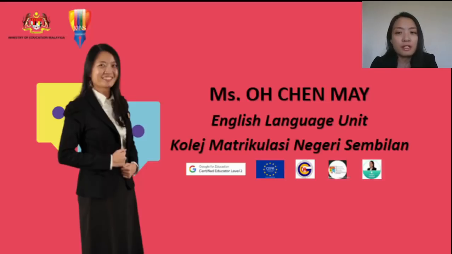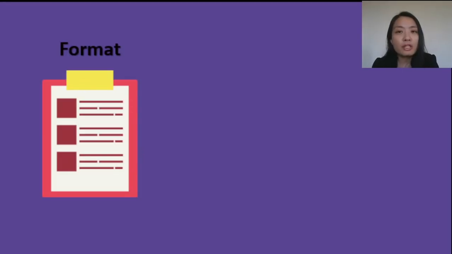So, let us begin. For this part of the reading paper, besides identifying main ideas and supporting details as presented in the previous session, you'll be required to compare and evaluate the information from 2 different texts as well. Here, you will need to determine how those 2 texts are similar or different from each other. Let me show you the format to give you an idea of this section.